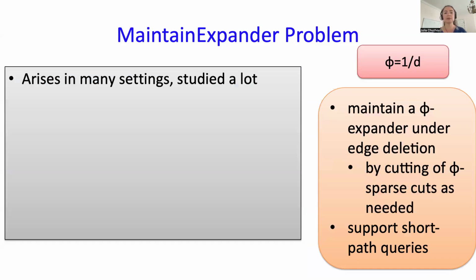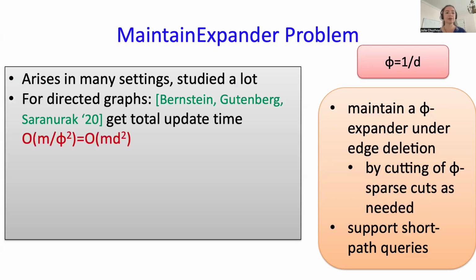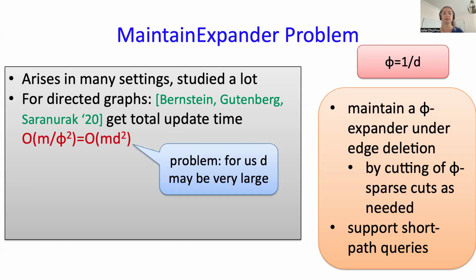So this kind of problem arises a lot in many settings, and it was studied a lot, mostly in undirected graphs, but also this previous work of Bernstein, Gutenberg, and Saranurak studied it in directed graphs, and they get an algorithm for this problem whose running time is roughly m/phi², which for us is md². So this is okay for many settings, but unfortunately for our problem, this d can be very large. It can be as large as polynomial in n, so this running time is just too slow.